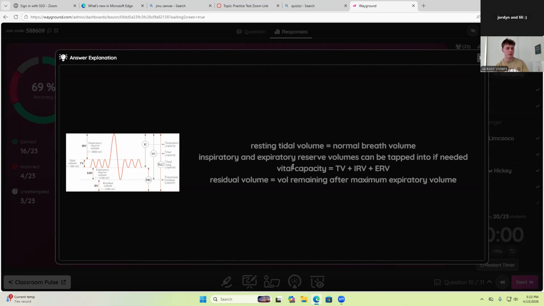vital capacity was the answer to this one. That's going to be if you add up your basic tidal volume and the maximum amount of inspiratory reserve and expiratory reserve. So it's like the most difference you could get pretty much. And then residual volume is whatever is beneath that line that you can never really push out.